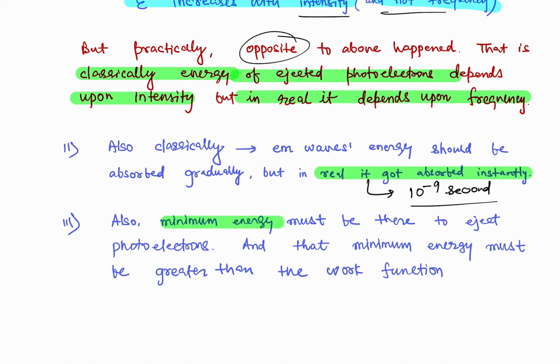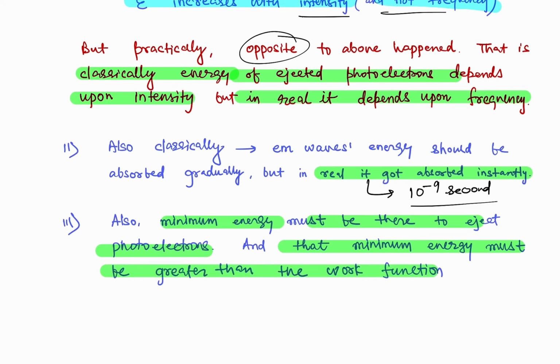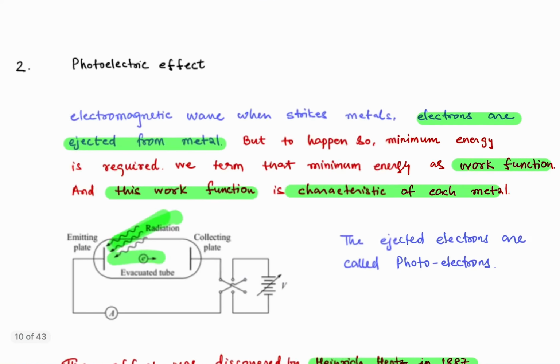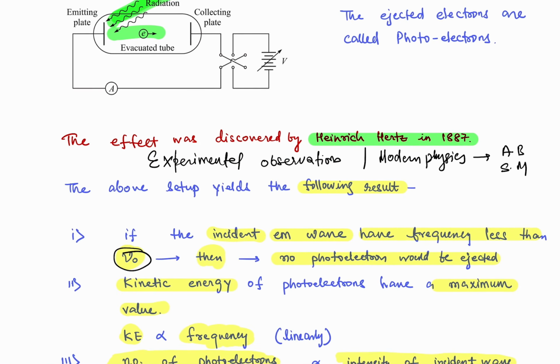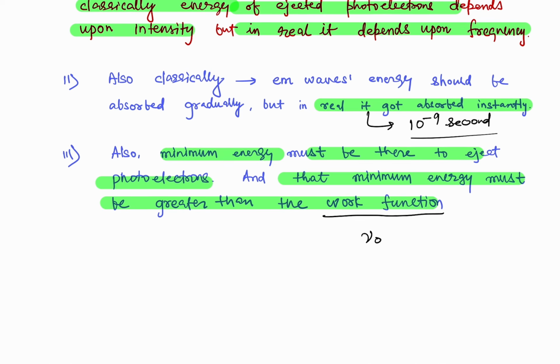Also, a minimum energy must be there to eject photoelectrons, and that energy must be greater than the work function. At that time we introduced some frequency ν0. So what is this frequency actually? It is the threshold frequency, or we also have the corresponding threshold wavelength, and the energy corresponding to this frequency is called the work function. So work function is nothing but the minimum energy required to eject the photoelectron. So this much energy must be there, then only photoelectric effect will take place.